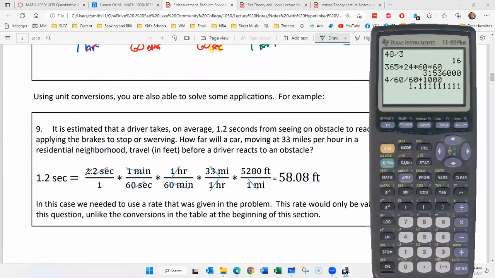So on this problem below, we'd start with 1.2, then divide by 60, then divide by 60, then times 33, and then times 5280. Yep. And sometimes the fraction will have a number on the top and on the bottom. Just times the top one and then divide the bottom one.